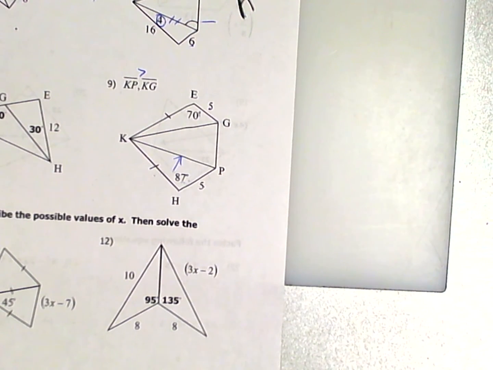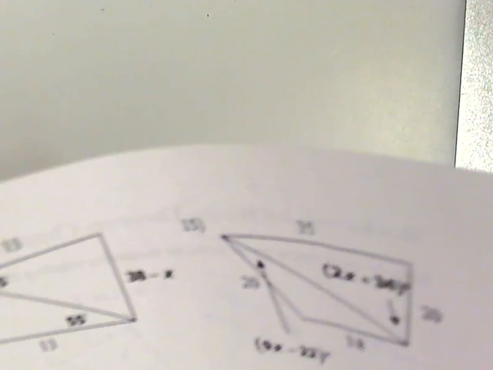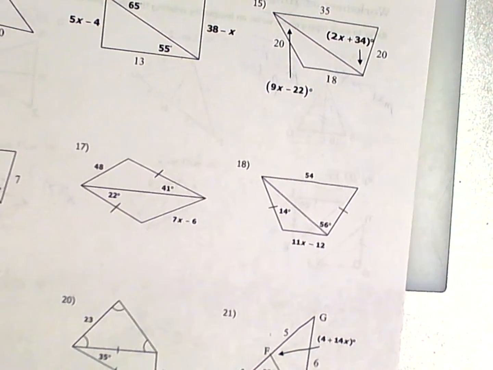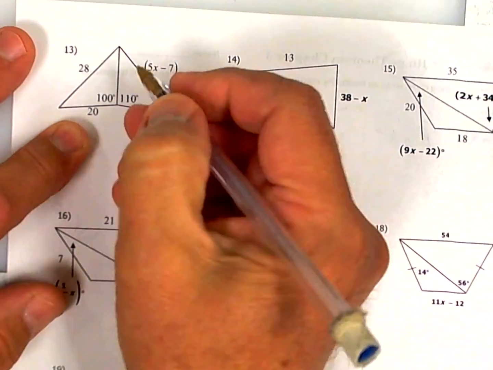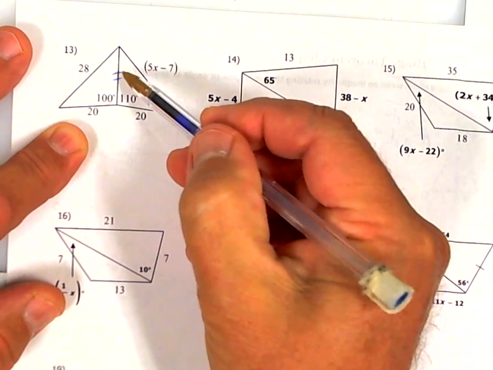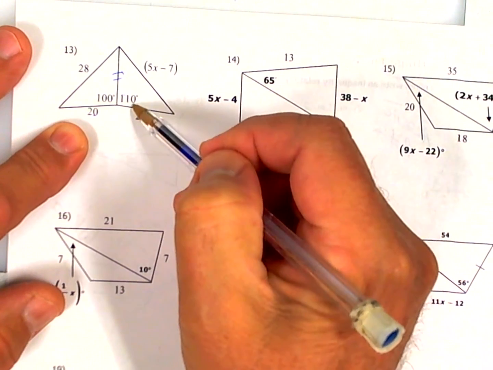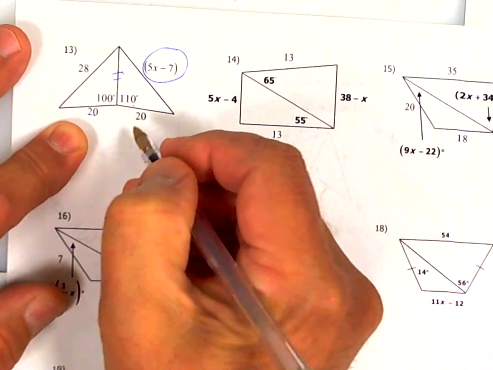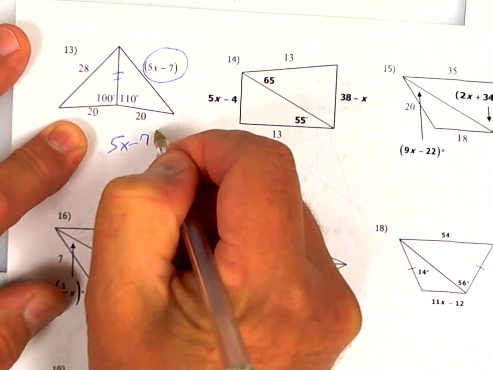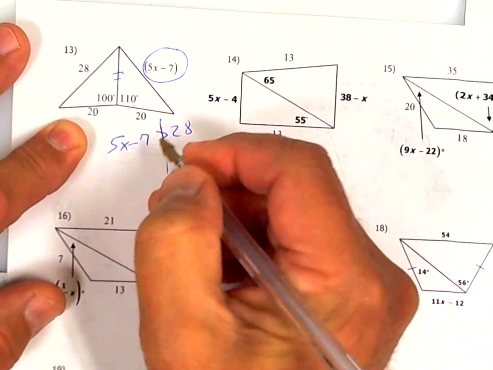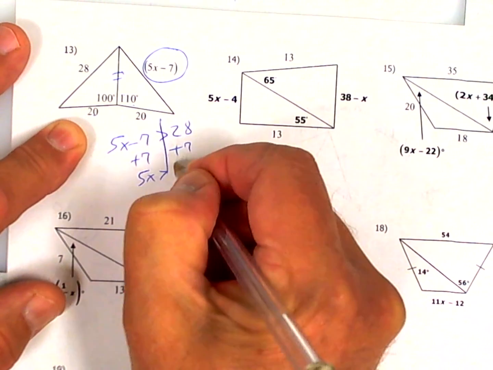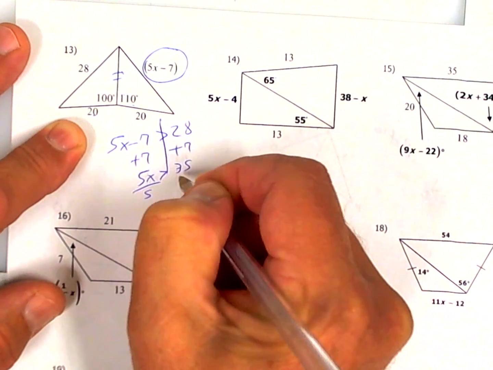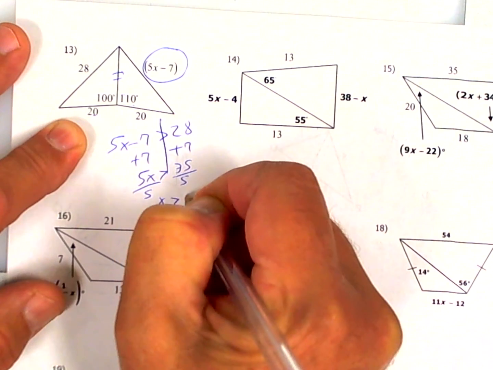All right, let's flip this thing over and take a look at some of these. All right, let's take a look at this one right here. Okay, notice how we have the reflexive property there. So we have side, angle, side, side, angle, side. 110 is bigger. So you're going to put this: 5x minus 7 is greater than 28. Draw your line. You're going to add 7 and get 35. So 5x is greater than 35. Then you're going to divide by 5 and you're going to get x is greater than 7.